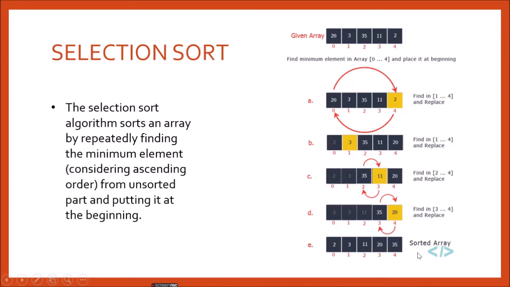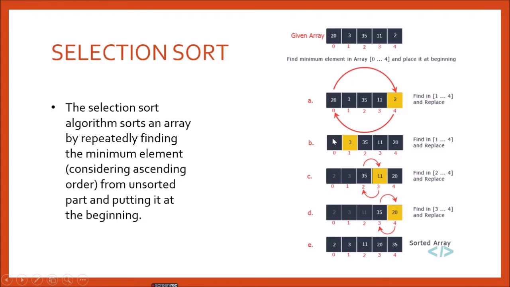In every iteration of selection sort, the minimum element from the unsorted array is picked and moved to the sorted subarray. Let us consider this unsorted array of 20, 3, 35, 11 and 2. We must repeatedly find the smallest element in the unsorted subarray. In the first iteration, this is 2. And then place it in the first position by swapping it with whatever is present in the first position.